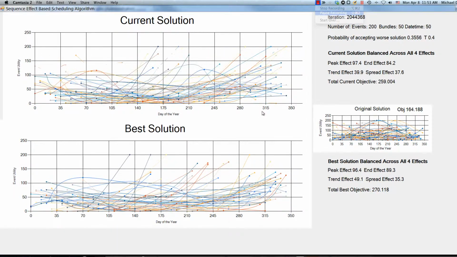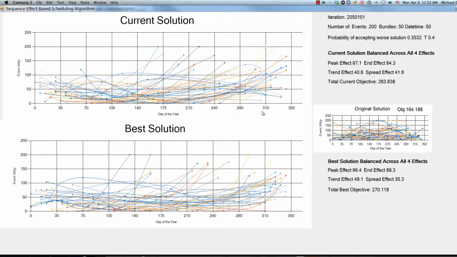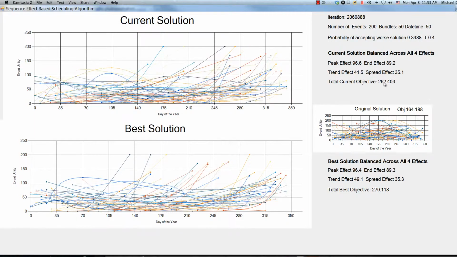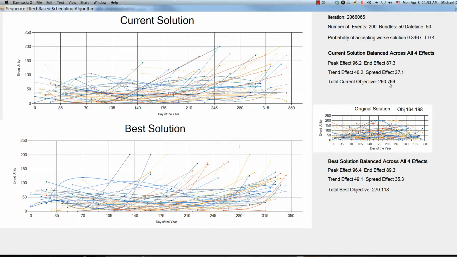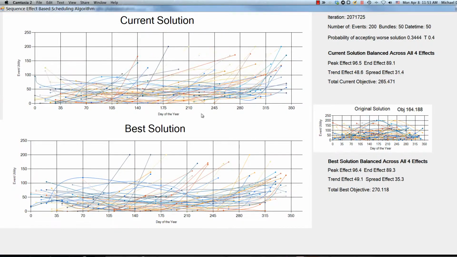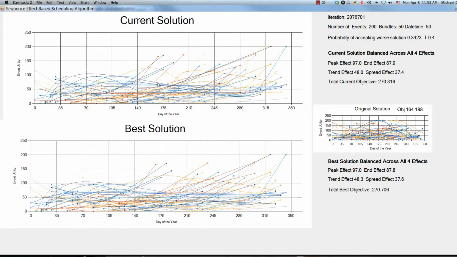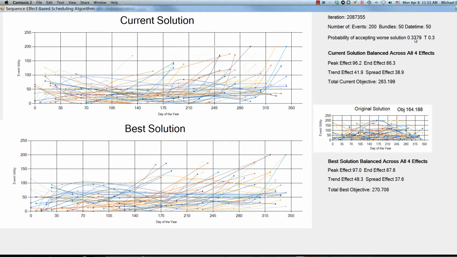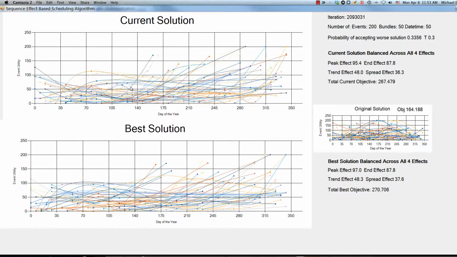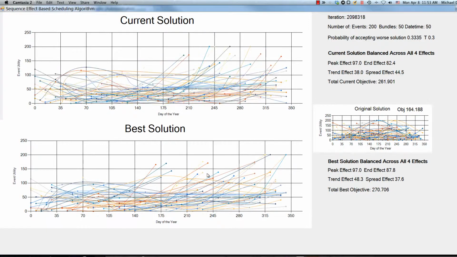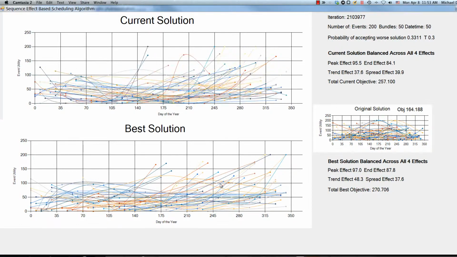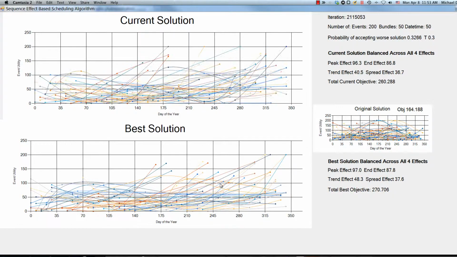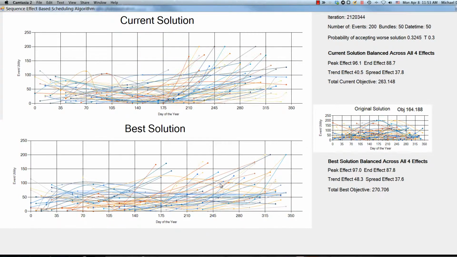All right, we just passed 2 million iterations, and we're now at 270 for our best objective, and we're floating around 260 for our current objective. You can see that they're starting to take a bit of a form now. We're not bouncing all around quite as much as we were before. We're only accepting worse solutions about 33% of the time. So we're starting to get a form for what a good solution should look like, and that's what we're after. We want to see graphically what a good solution looks like, to learn from that.